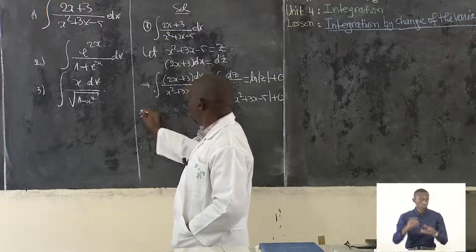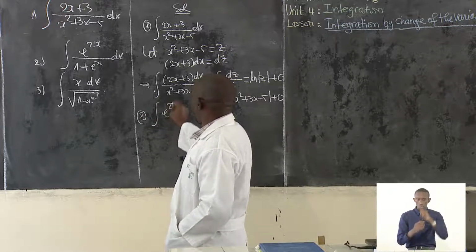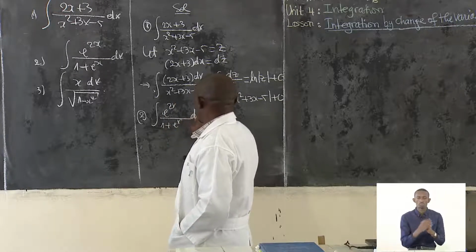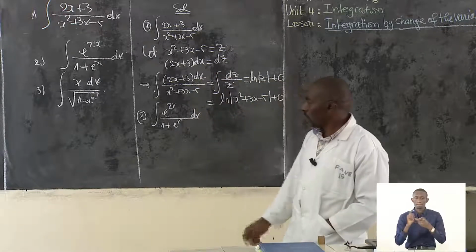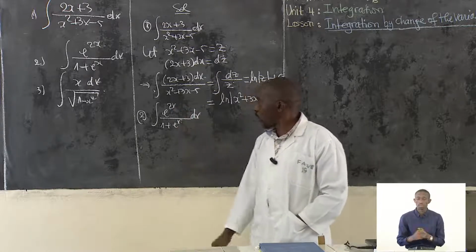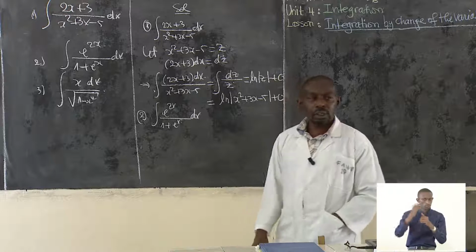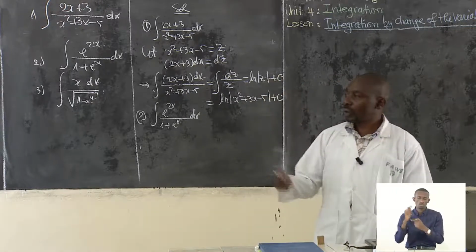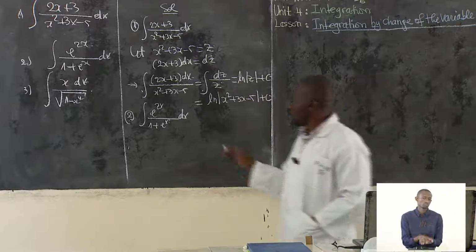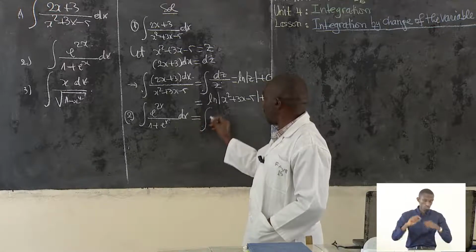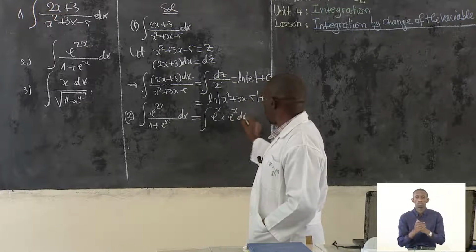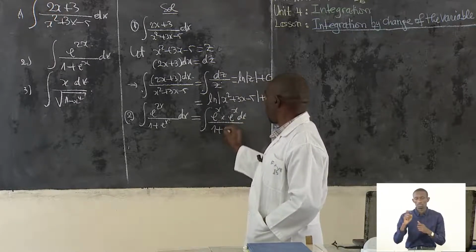Number 2, integral of e power 2x divided by 1 plus e power x dx. Pay attention. We have e power 2x and e power x. We can make a relationship between them so that the method of integration by change of the variable becomes very easy. So this can be written as the integral of e power x times e power x dx divided by 1 plus e power x.